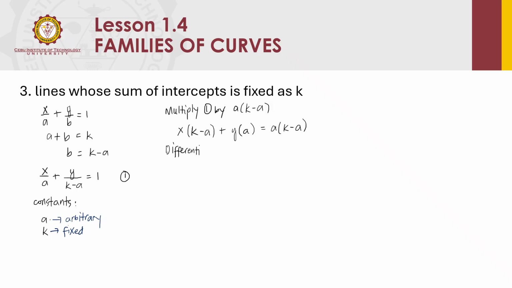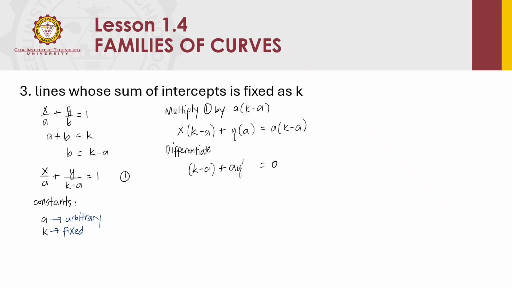so we get k minus a, which is a constant. This expression is a constant. So the variable is x, so the derivative of this is just the constant itself. And then for the second term, that's the constant times the derivative of y with respect to x, or y prime. And the right side of the equation is purely constant, therefore its derivative is 0.